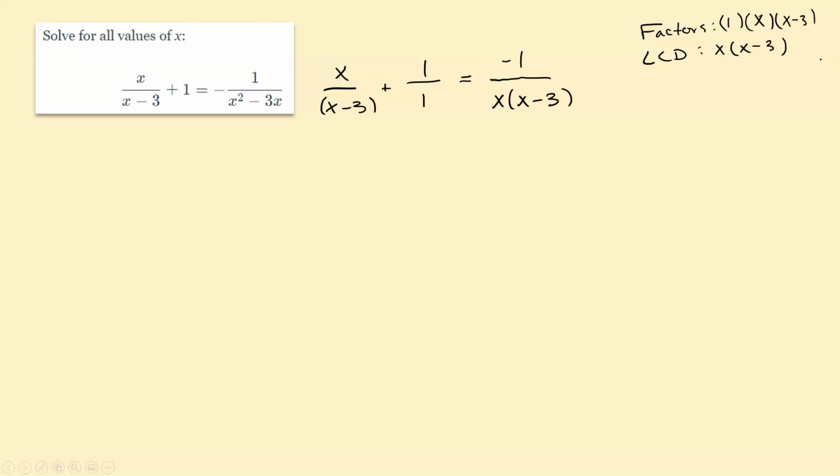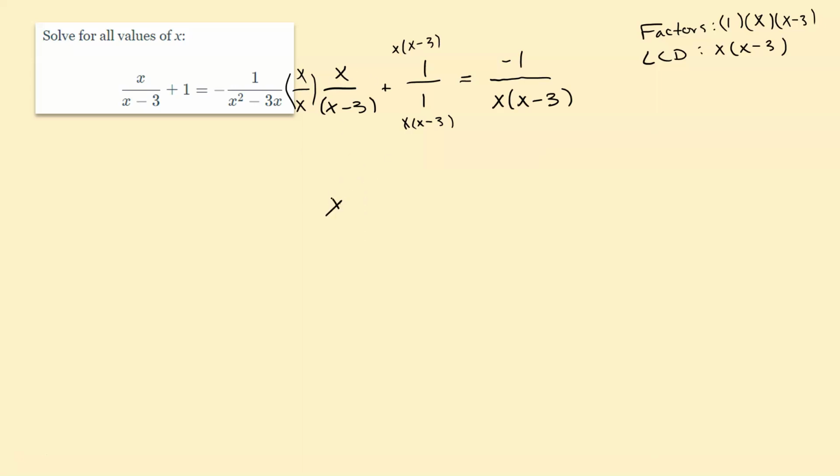So that's one way you can think about coming up with your least common denominator. That means this left fraction is missing the x, so we're going to multiply by x over x. This fraction is missing both things, so we're going to multiply by x times x minus 3 over x times x minus 3. And then this fraction is not missing anything here. It has both the x and the x minus 3. So we can go ahead and start multiplying.